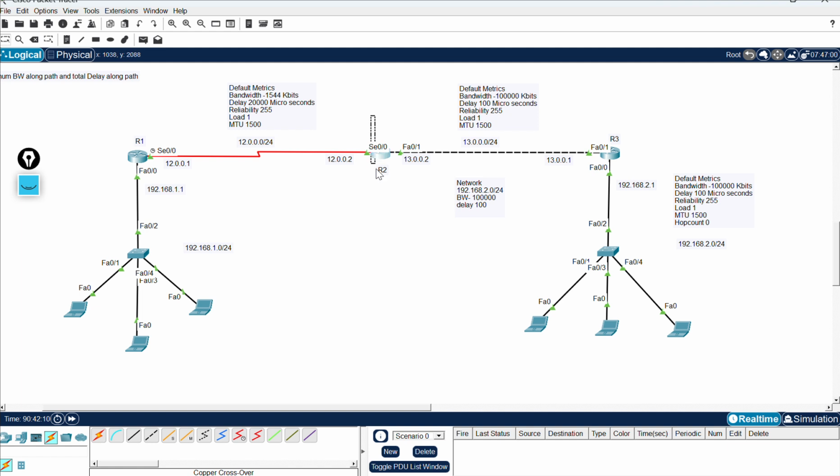When R2 receives this update from R3, R2 will compare the bandwidth with the receiving interface bandwidth. What is the receiving interface here? The receiving interface is F0/0. For F0/0, what is the bandwidth? 100 Mbps. In the update packet, what is the bandwidth? 100 Mbps. Same, so it will consider only 100. The delay on the receiving interface is 100, and the delay in the update packet is also 100. 100 plus 100 is 200.